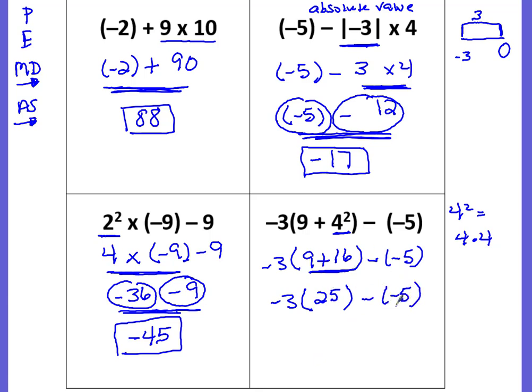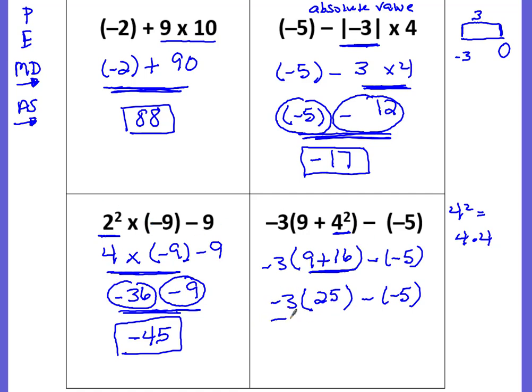Okay, I do have 2 parentheses still here, but these are not grouping symbols. You're not making a group with a 25, it's just a 25. You're not making a group with a -5, it's just a -5. So I'm done with my parentheses. Do I have any more exponents? No. Now we're ready for multiplication and division, left to right.